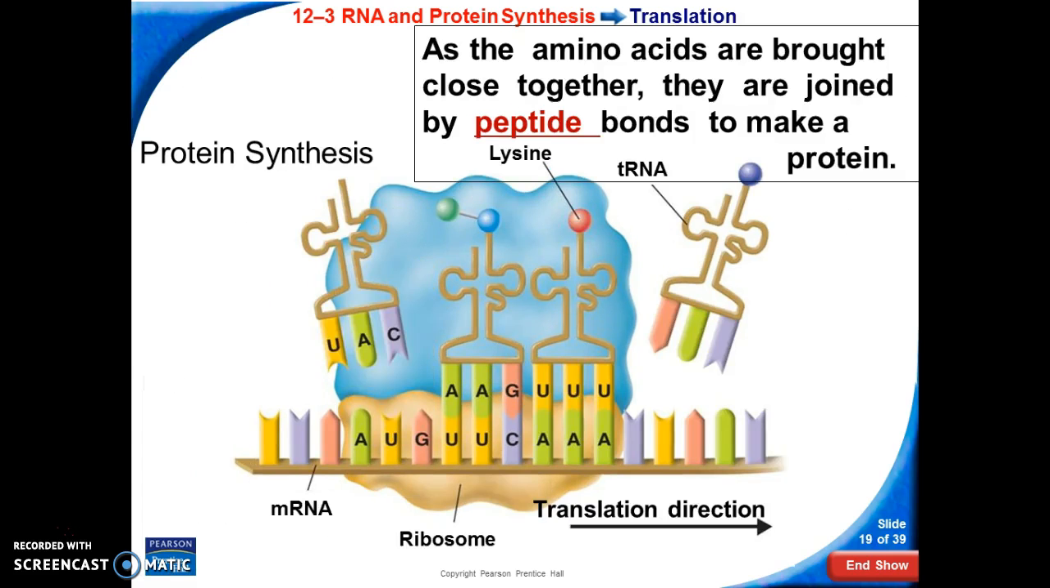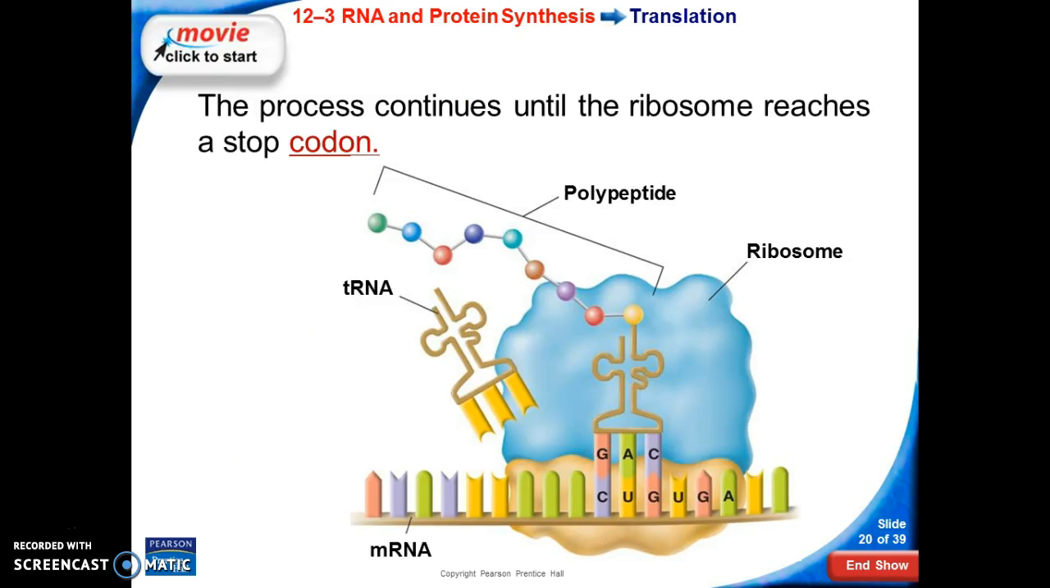As the amino acids are brought close together, they are joined by peptide bonds to make a protein. So when this anticodon pairs up with the correct codon, this amino acid is released and a peptide bond will begin to form between these amino acids, eventually forming a long polypeptide chain. The process continues until the ribosome reaches a stop codon.